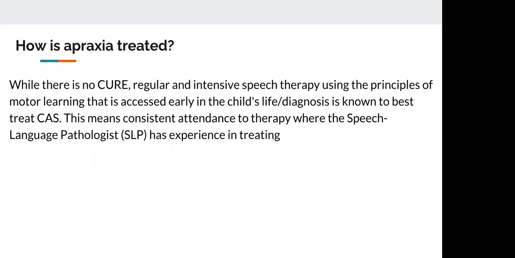How is apraxia treated? Until now, there is no cure for apraxia, but there is the speech-language pathologist. We can use speech therapy to treat the patient, for example, talking and giving a speech to people.